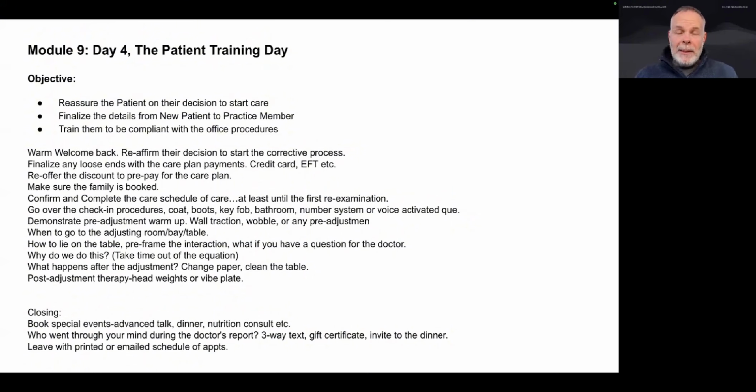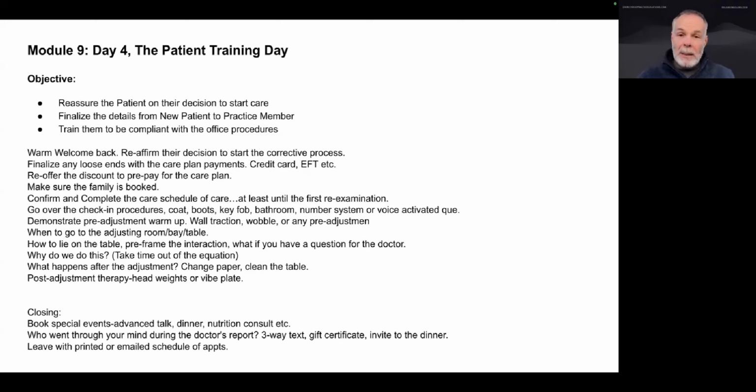And then the closing part, and this was really important. So after the adjustment was done and all of the pre-warm up, the post-warm up of the adjustment, the procedures, the number system, the training of how to clean up the room afterwards, change the paper, clean the table, the person would come to the front desk and then the closing would happen with the team.